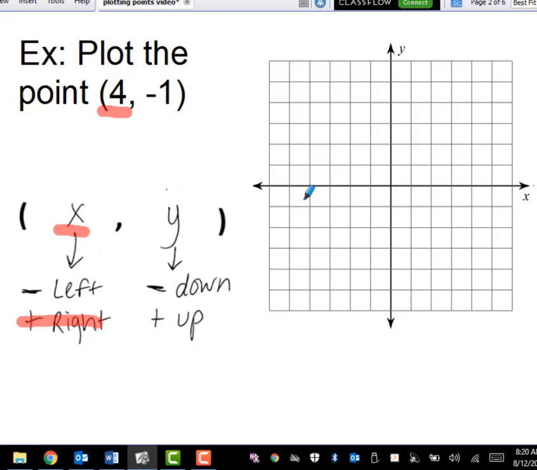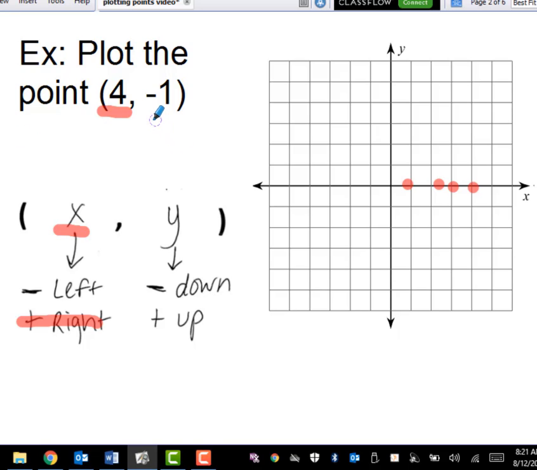And I always start from my origin, which is this point in the middle where the X and the Y cross. So I would start counting from here 4 spaces to the right. So 1, 2, 3, 4. And then that's not my final destination because I have another number.